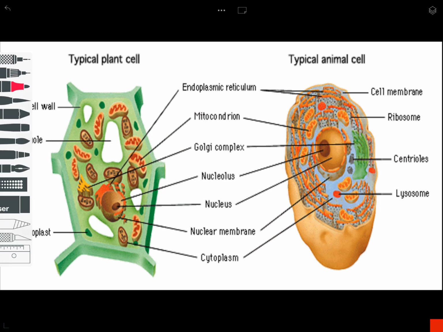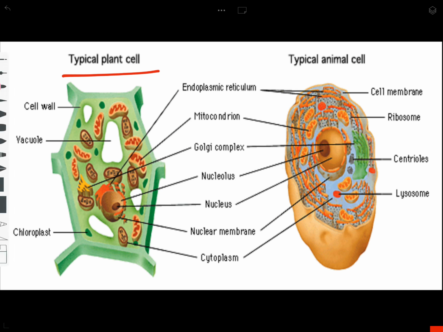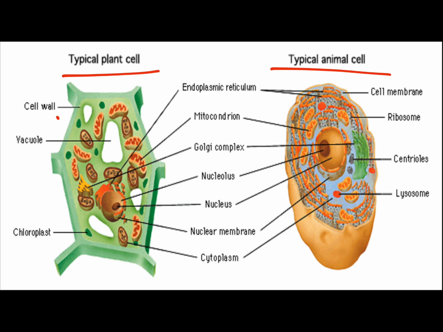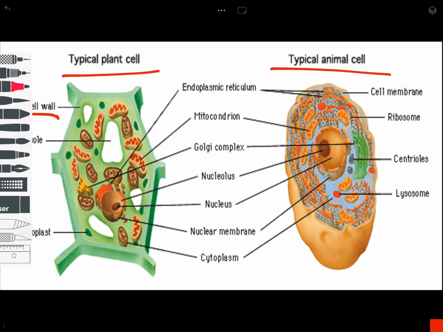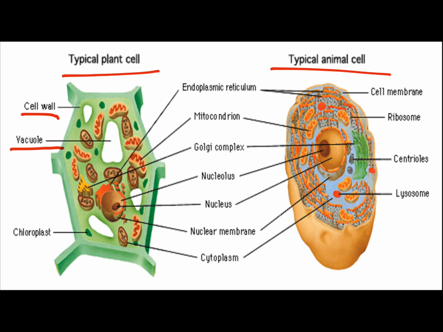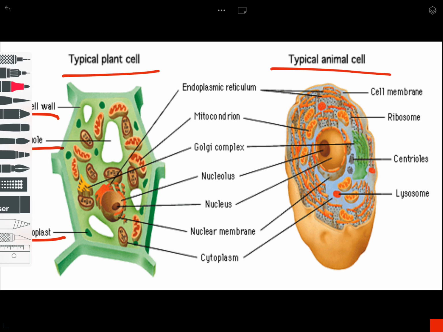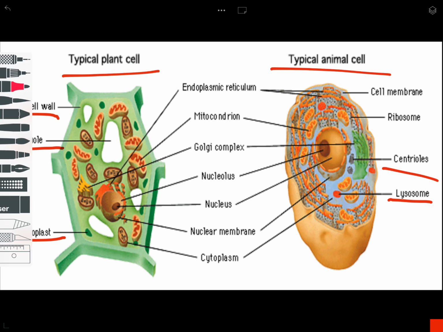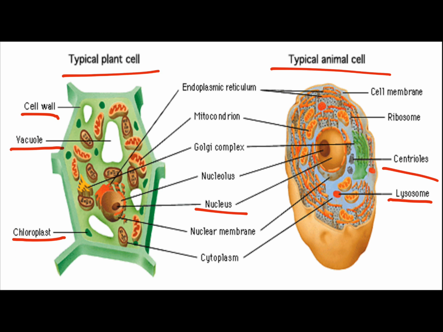Here are two different cells. On the left we have a plant cell, and on the right we have an animal cell. On the left you can see the features that are unique to plant cells. For example, they have a cell wall, a vacuole, and a chloroplast. And the features unique to an animal cell are that they have centrioles and lysosomes. But they both have a nucleus and a mitochondria.